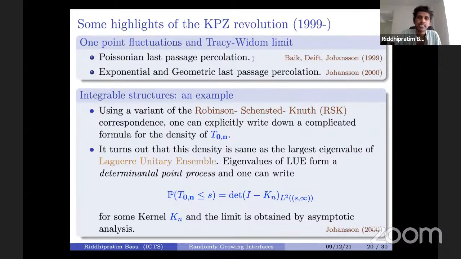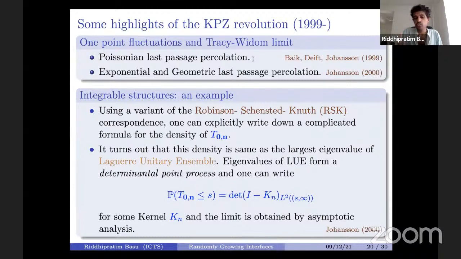After you write down the density, you see that the density is actually the same as the density for the largest eigenvalue of a very interesting random matrix ensemble, which is called the Laguerre unitary ensemble, often referred to as LUE. If you're familiar, these are eigenvalues of a complex Wishart matrix with standard Gaussian entries.